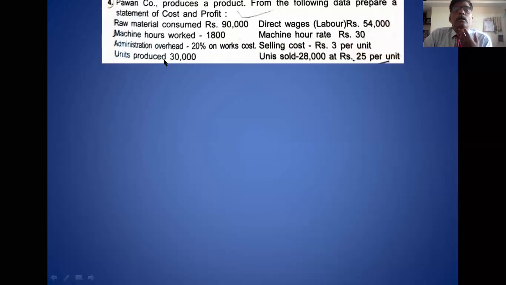Yes. 30,000 units are produced. Units sold is 28,000. There is a difference. You produced 30,000 units and sold 28,000 units, means 2,000 units are with you. It is nothing but 2,000 units are with you at the end of the period. That indicates closing stock of goods. Remember this.